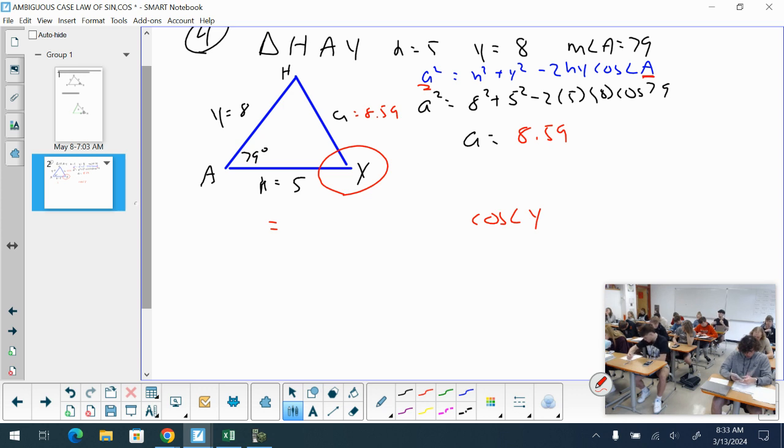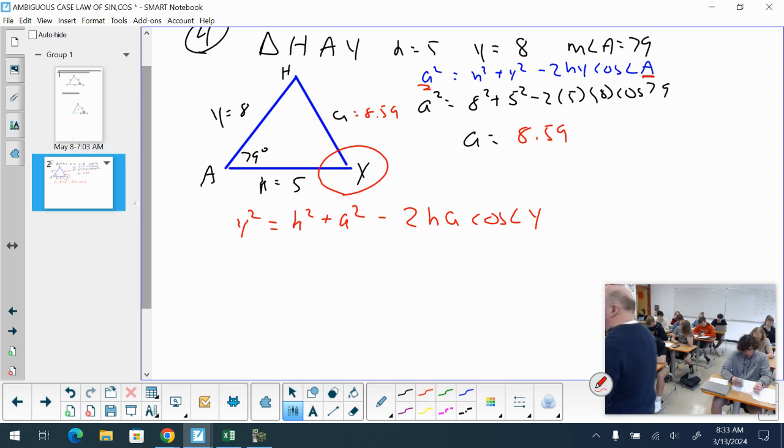Micah, if you have cosine of angle y at the end, how do we start out over here? And then finish your equation. And once again, if you have a squared plus h squared and then the other term here, it does not matter. You can have it either way. Substitute all your values in.